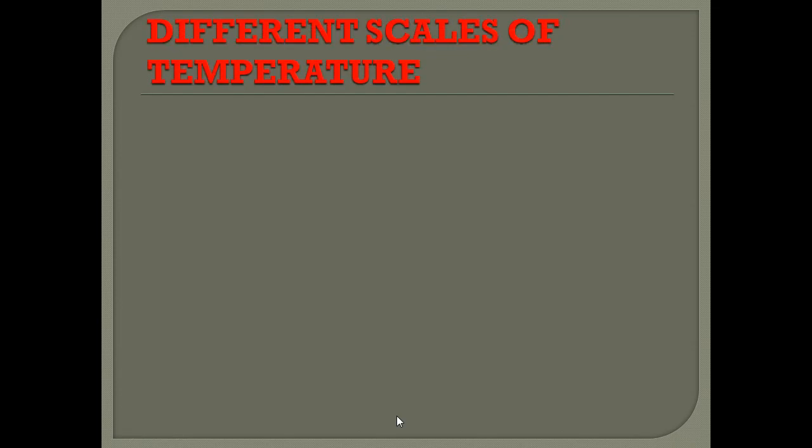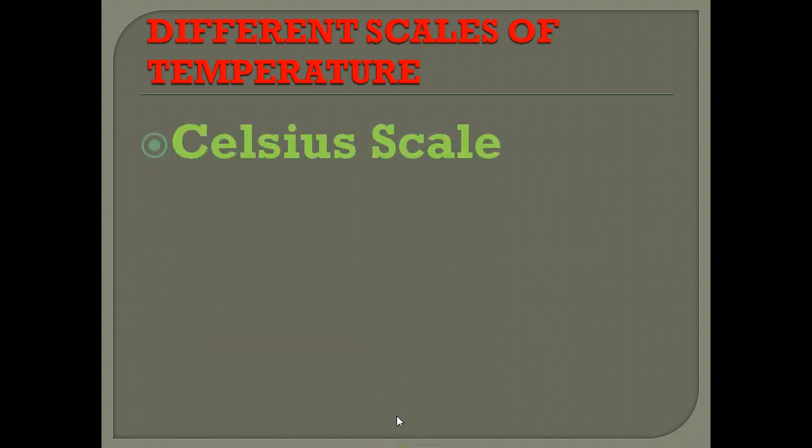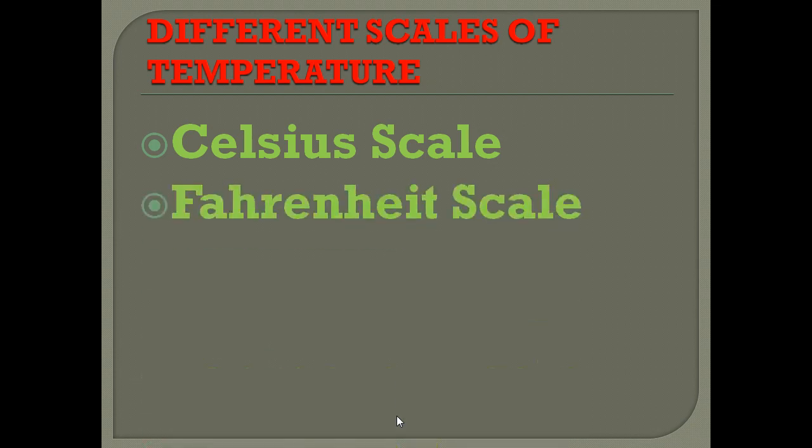Next, we are going to see about different scales of temperature. The scales used to measure temperature are the Celsius scale, Fahrenheit scale, and Kelvin scale. So what are the three different scales used to measure temperature? Celsius scale, Fahrenheit scale, and Kelvin scale.